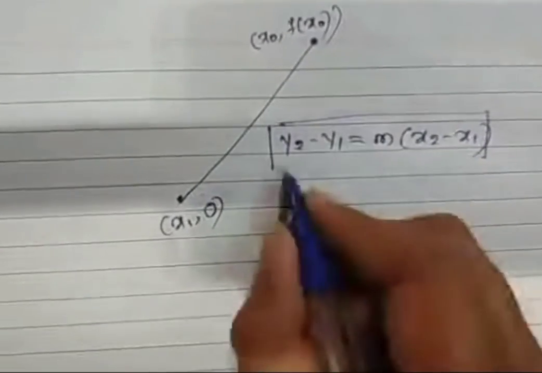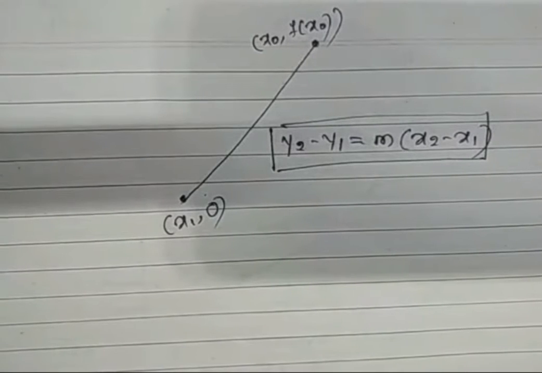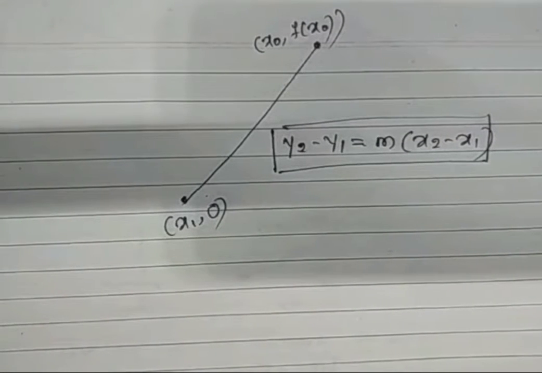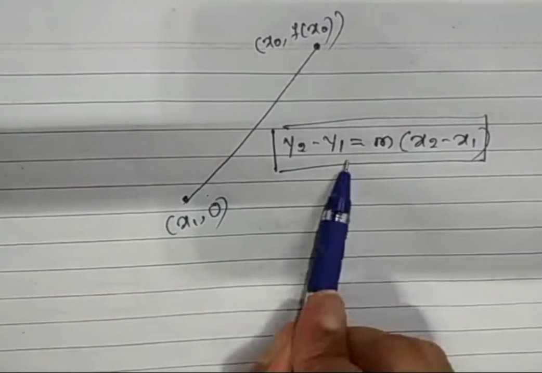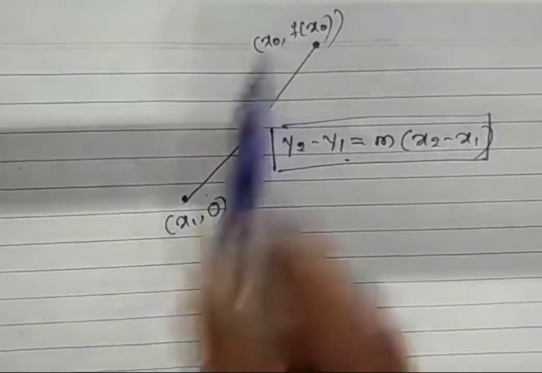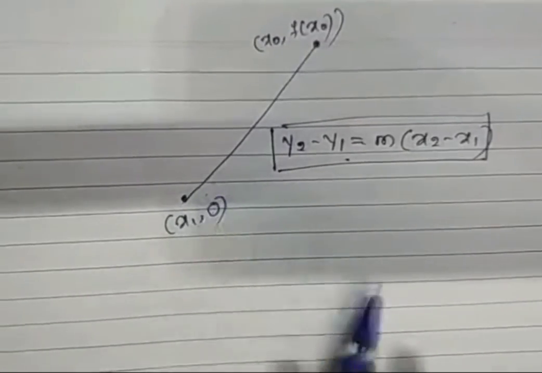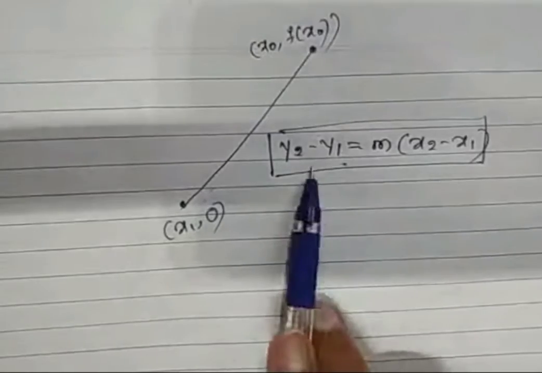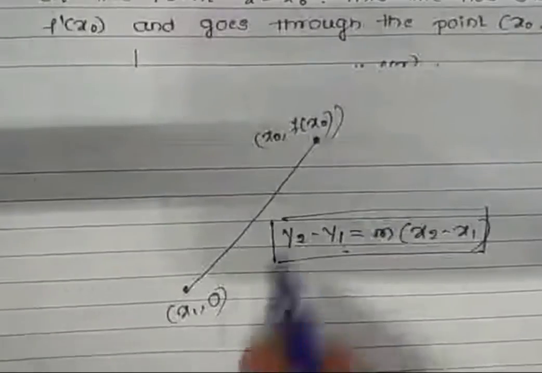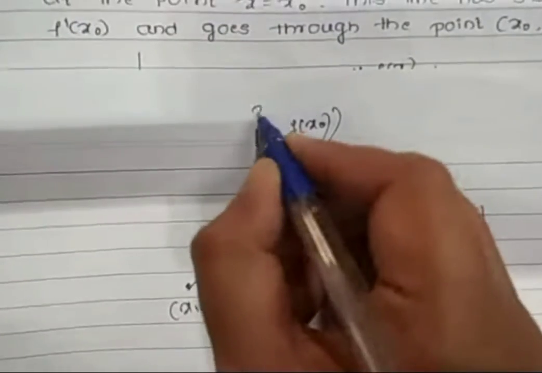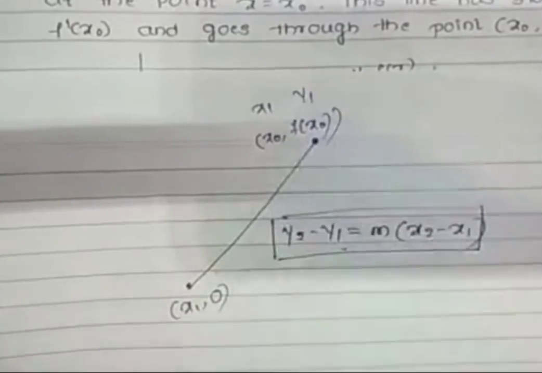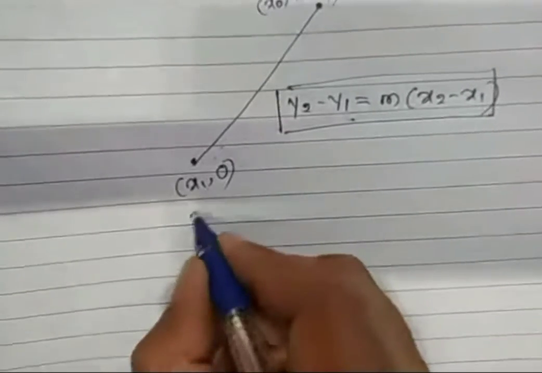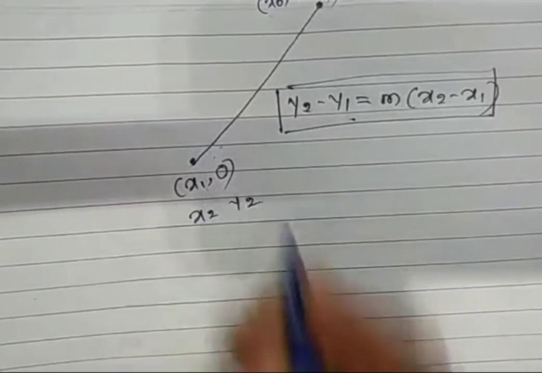This is nothing but the standard equation to calculate. This is the standard tangent line equation. Now, in this equation, we need to substitute these 2 points. So here, what about x1 y1 and x2 y2? Consider this point as x1 y1 and consider this point as x2 y2.